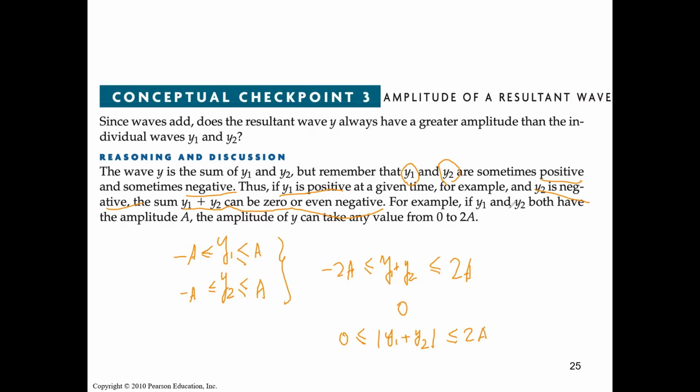So if we have two waves of the same amplitude a, then the amplitude of the resultant wave can take any value from 0 to 2a. So it doesn't have to be a greater amplitude than a. If it's between a and 2a, it's greater than a; if it's between 0 and a, then it's smaller than a.